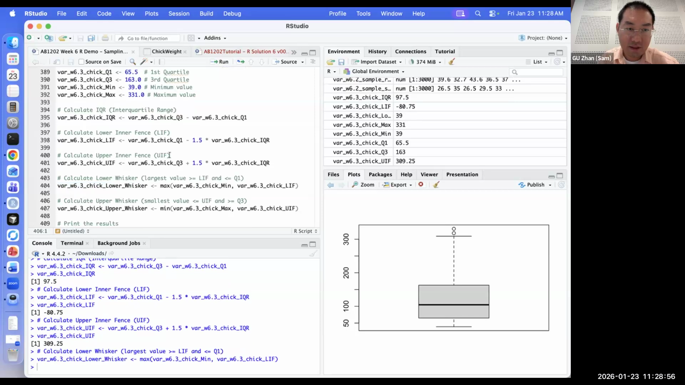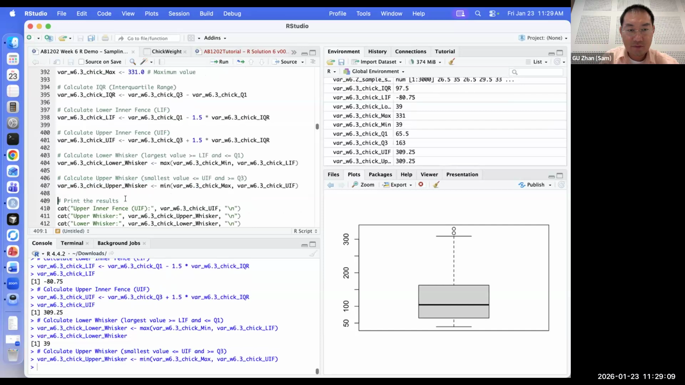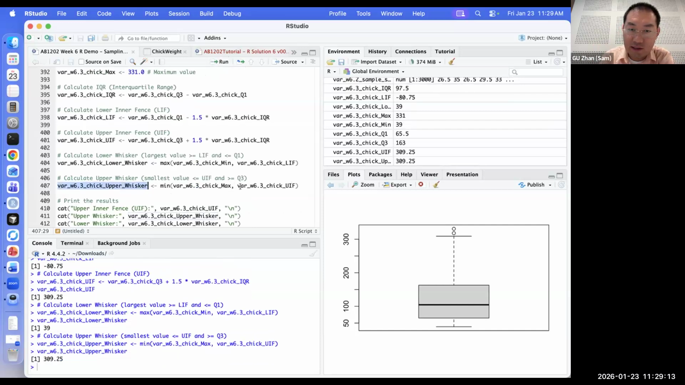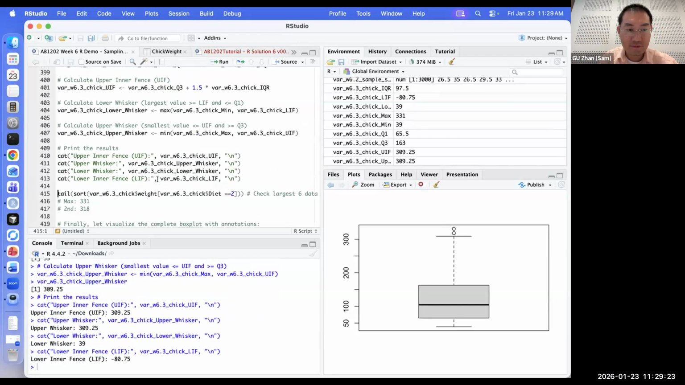Calculate the lower fence, where the lower whisker is. Compare the minimum value and the lower fence, whichever is higher will be the lower whisker. For the upper whisker, use the minimum of the maximum value or the upper fence, whichever is lower; it will be the upper whisker. Then after that, we can show it. So these are the few values.